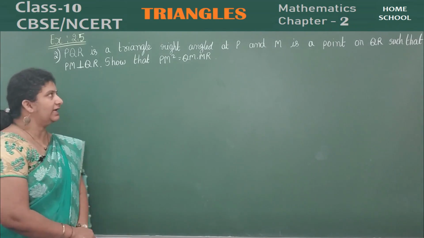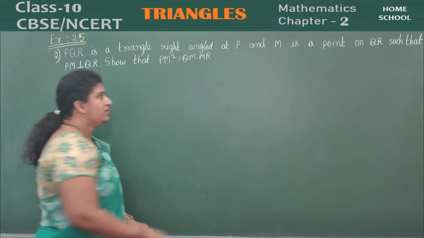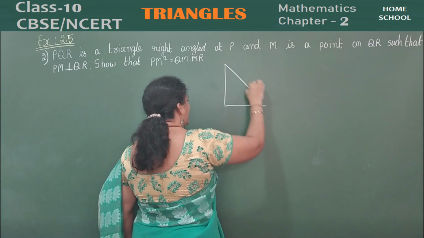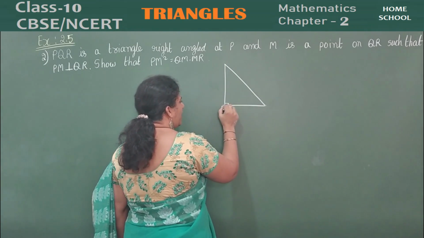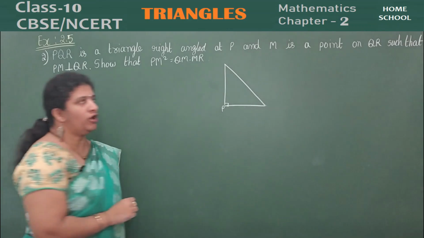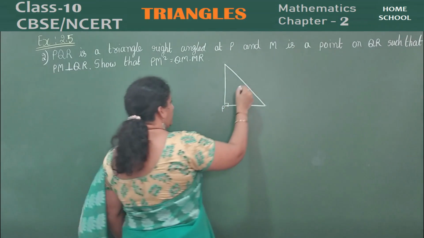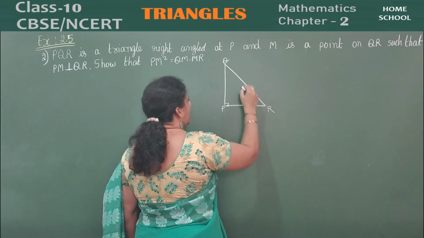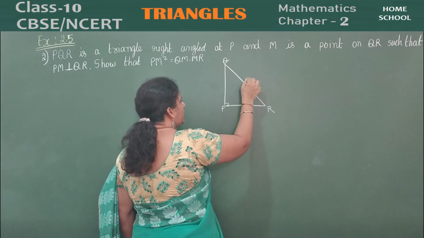PQR is a triangle, right angled at P. So let's draw a right angled triangle, right angled at P. So I will write here P. And M is a point on QR. So this is PQR. M is a point on QR.